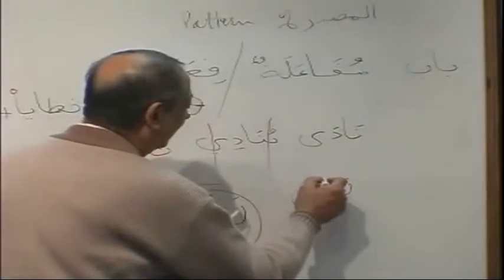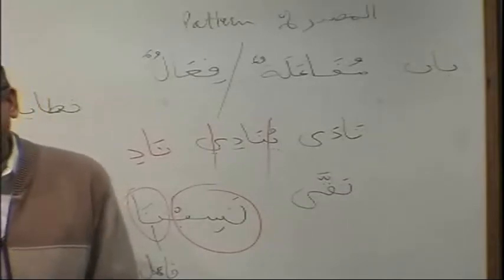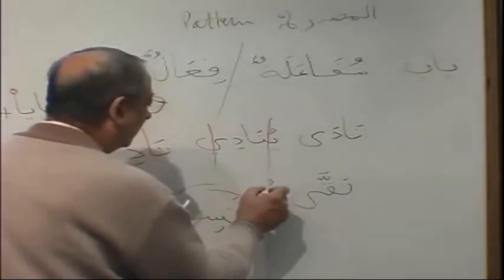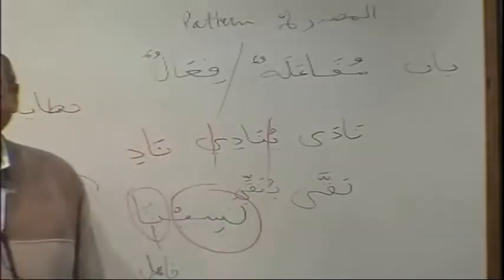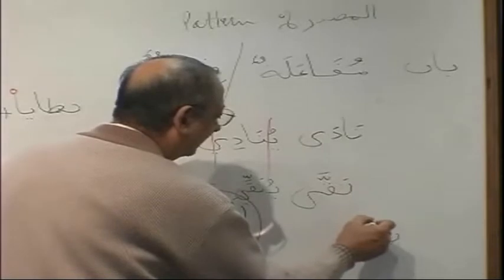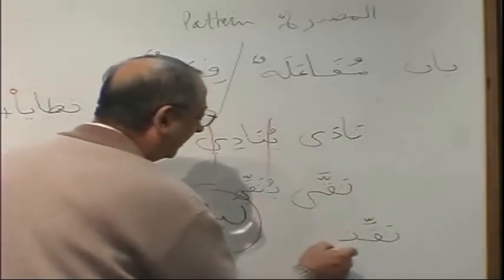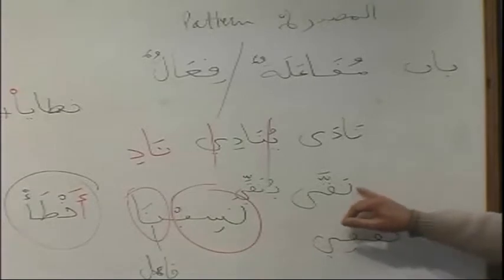Form 2. Nakka. What will be the mudari'? Yunakki. We are good at mudari'. Yunakki. And what will be the amr? Nakki. Amr will be nakki, with single kasra. Okay, and then nun wiqaya, brothers and sisters, and then ya mutakallim. Oh Allah, what is that? Nakki means to purify, to clean.